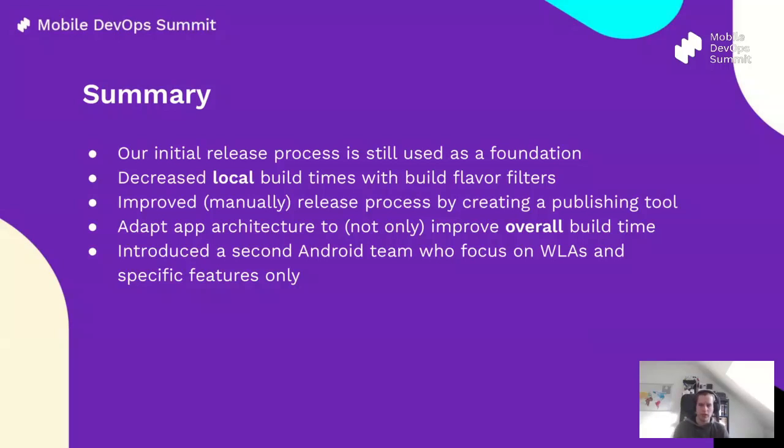So, a summary of all of those. Our initial release process is still used as a foundation, but we decreased our local build times with build flavor filters. We improved the manual release process by quite a lot by creating our own publishing tool. We adapted our app architecture to improve the overall build time, not only for us, but also on the CI. And we introduced a second Android team who focused on white label apps and specific features only.